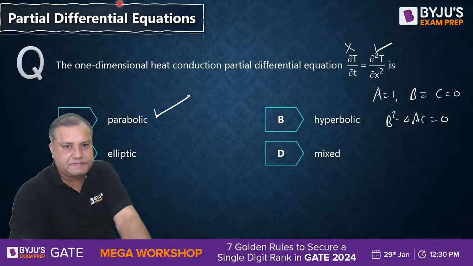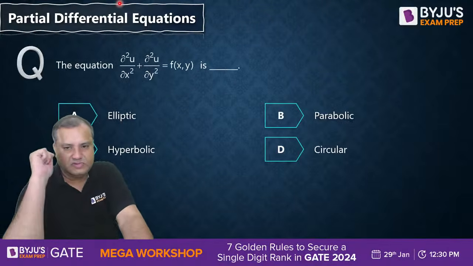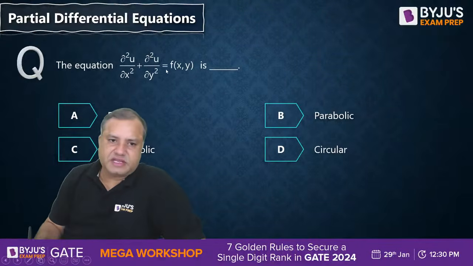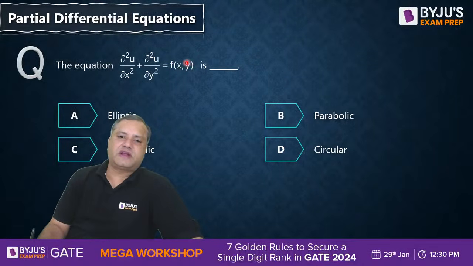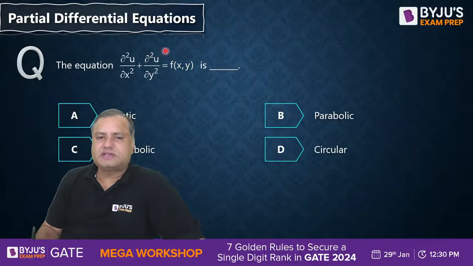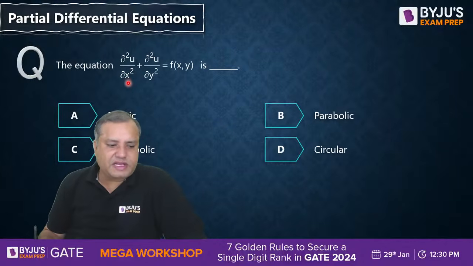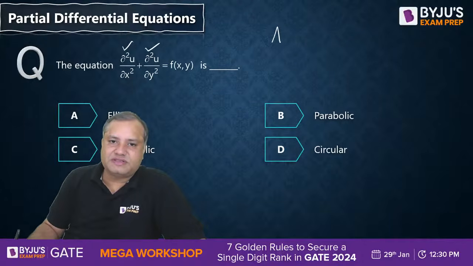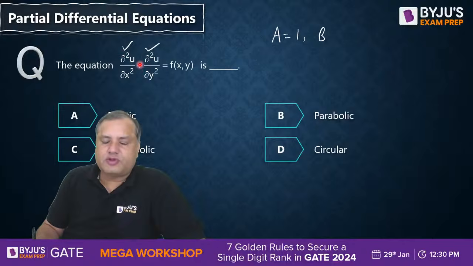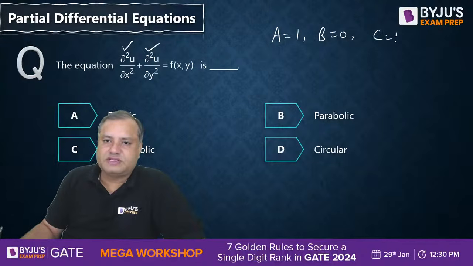Let's proceed. See, this is the Laplace equation. No, this is not the Laplace equation. In the Laplace equation, the right hand side is 0. So this is similar to the Laplace equation. Del square u by del x square plus del square u by del y square. So these both are second order derivative terms. So the value of A is 1. Del square u by del x del y is absent. So B is 0 and C is 1.